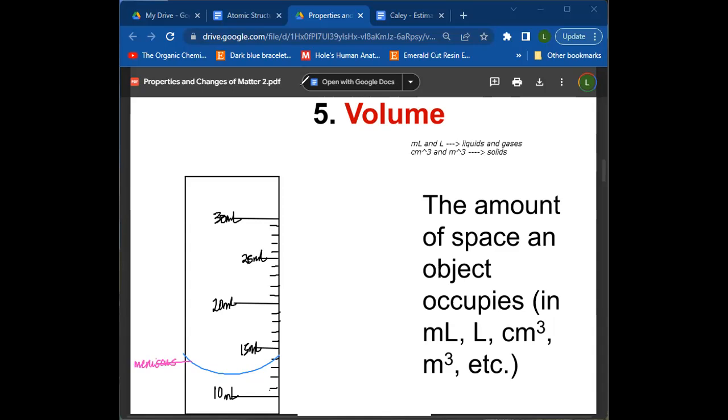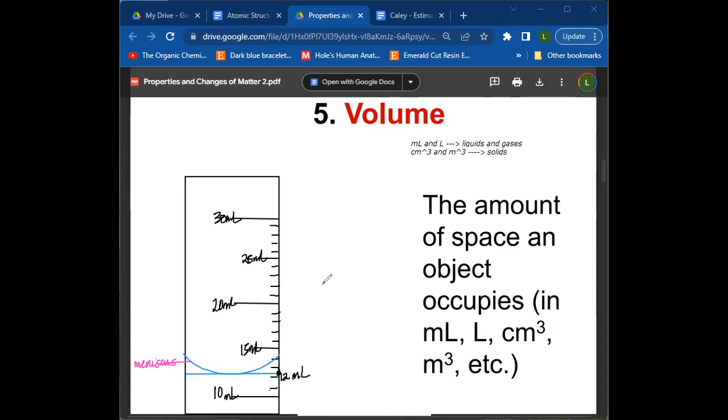And you always read from the bottom of the curve. You never, ever read from the sides. So, okay, basically the volume it looks like is about 12 milliliters.